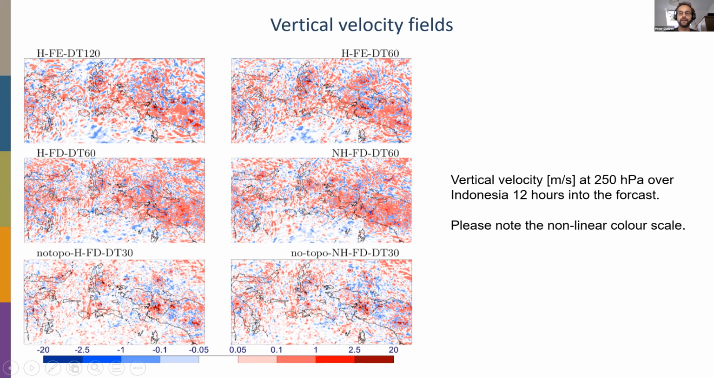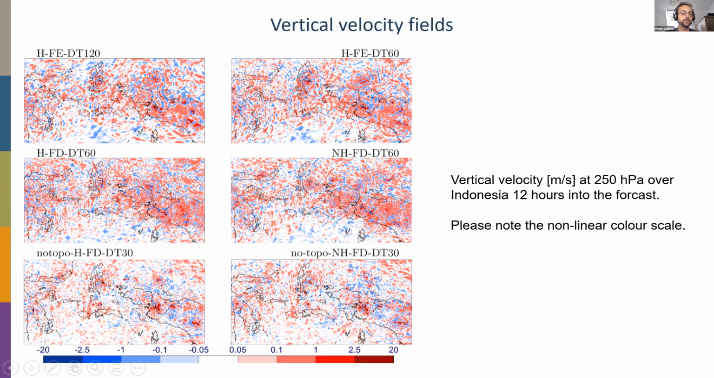So there's definitely something going on, which is probably due to the very long time steps. However, if we go down to 60 seconds, the field looks much better and much finer scaled. And there's not too much of a difference between the finite element 60-second simulation on the top right and the finite difference 60-second simulation in the middle left.